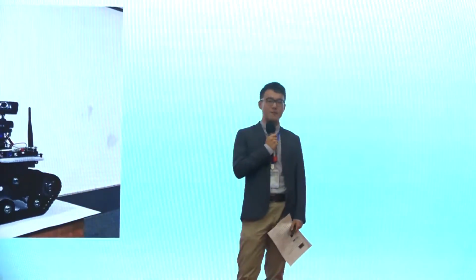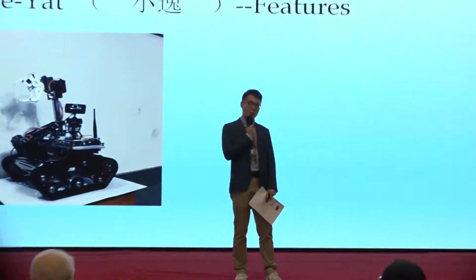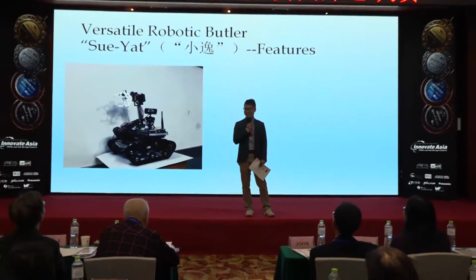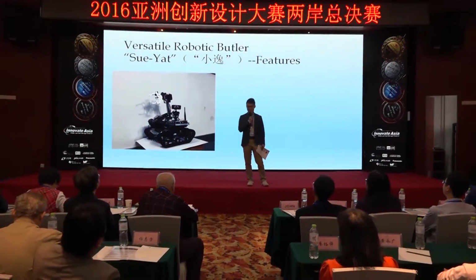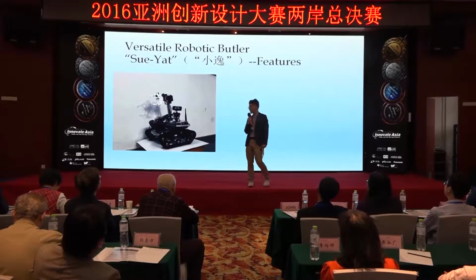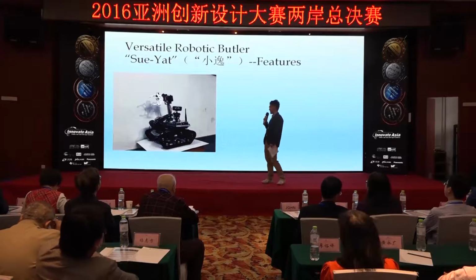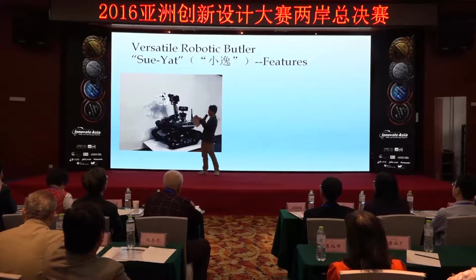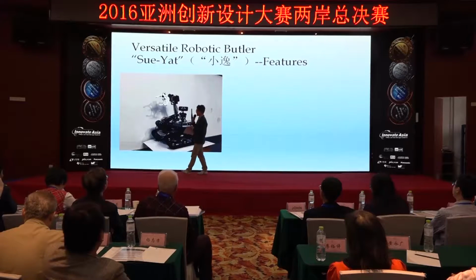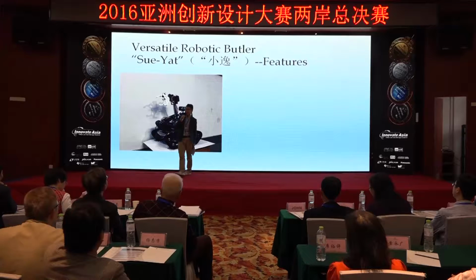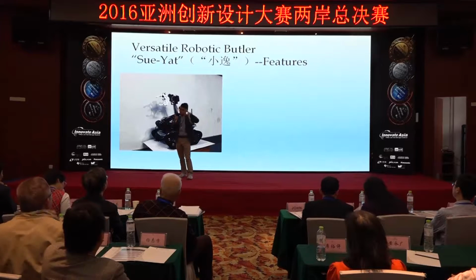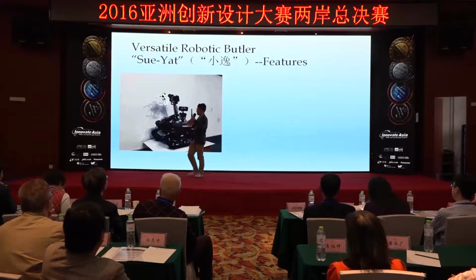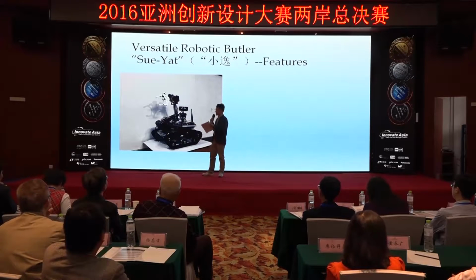So, please allow me to present our solution, and it has cost us months of endeavors. This is it, the versatile robotic butler, and we name it Suyet. It's the Cantonese pronunciation of the Chinese character. Okay, so that's a little bit of the tour, and we can see there are 2 tracks here, a USB 2.0 camera, and a 4 degree of freedom robotic claw, and also there are loads of sensors integrated in it.